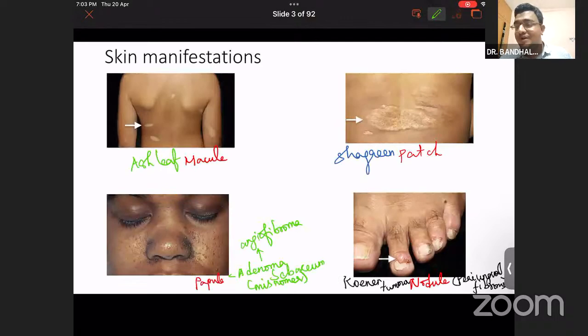Another important thing you need to know is which of the following skin manifestations is first to occur in tuberous sclerosis. We know macule is the first one, so you can remember easily. It is the first one to occur. Ash leaf, leaf-like or lanceolate-like macules. So macule is ash leaf macule, papule is adenoma sebaceum, patch is shag-green patch, nodule is Koenen tumor or periungual fibroma.